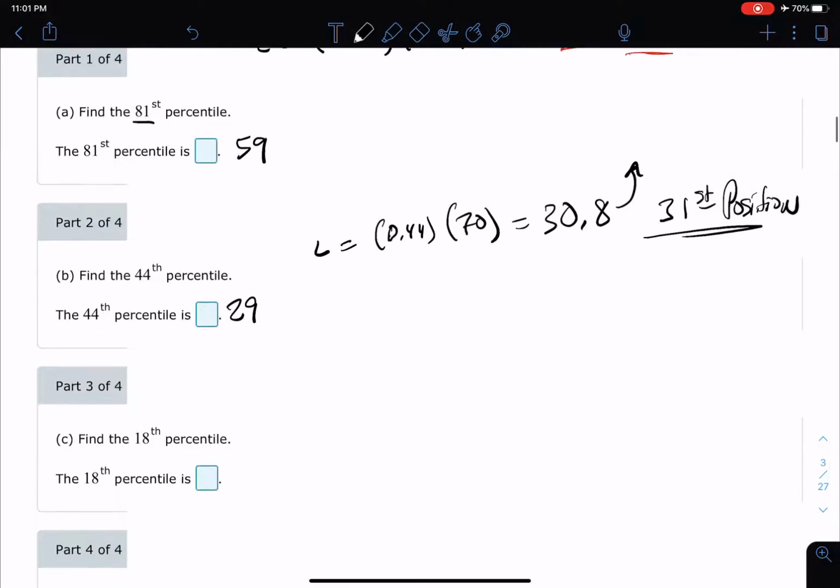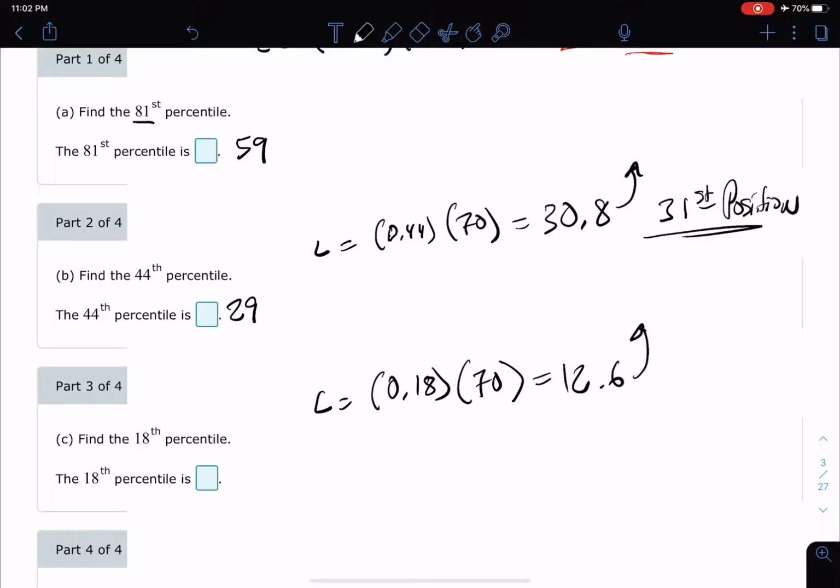They want the 18th percentile. I'm looking for the position. So I'm going to multiply this by 0.18. The number of data we have still is 70. And when I pull out my calculator and say 0.18 times 70, I get 12.6. Since it's a decimal, I'm going to round it up to 13. I'm going to call it 13th position.